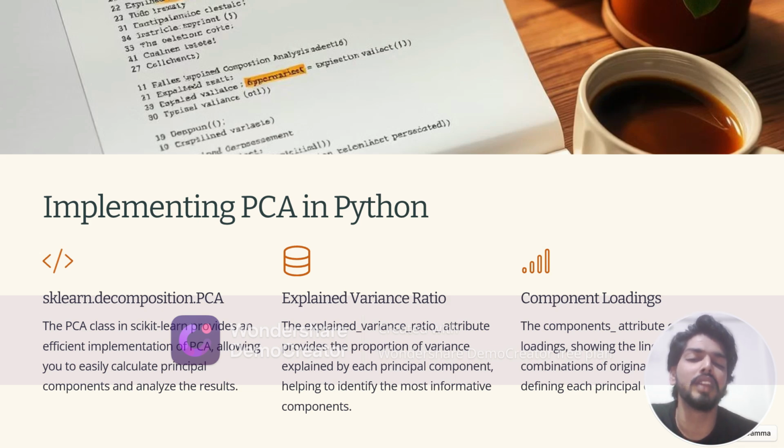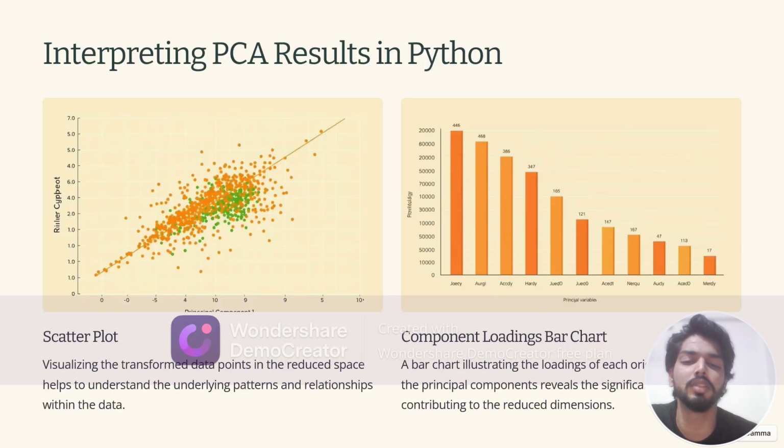Explained variance ratio. The explained variance ratio attribute provides the proportion of variance explained by each principal component, helping to identify the most informative components. Component loading. The components attribute contains the loadings, showing the linear combination of original variables defining each principal component.